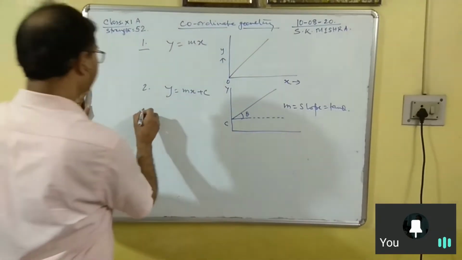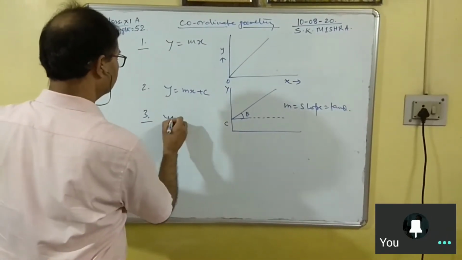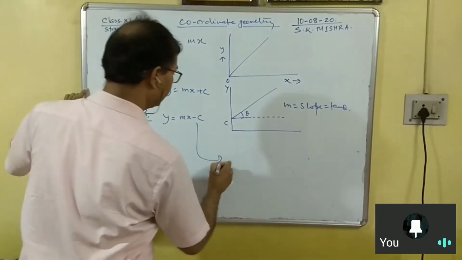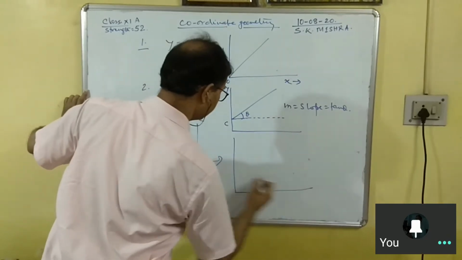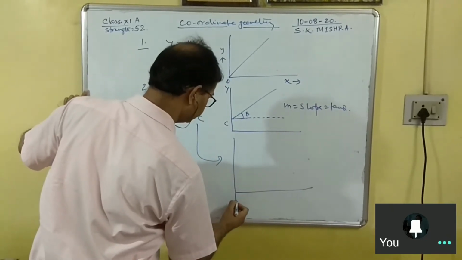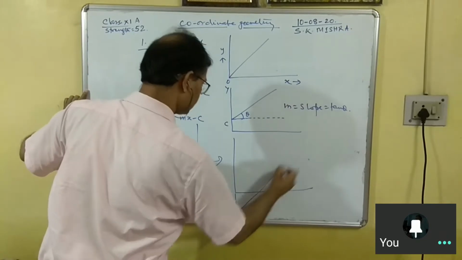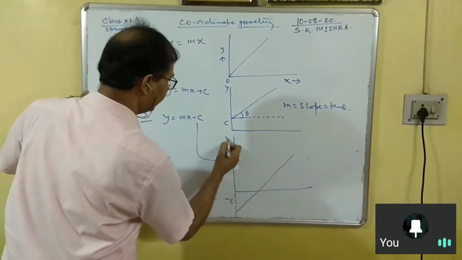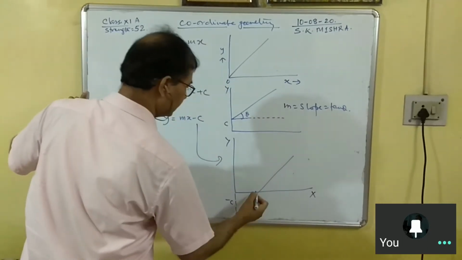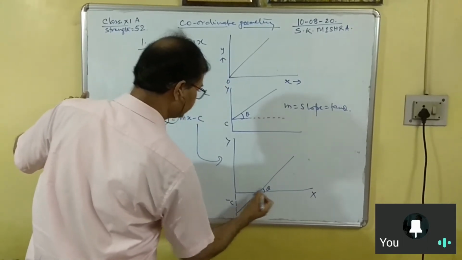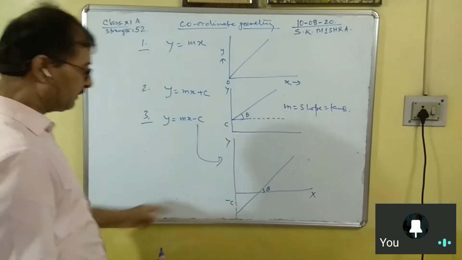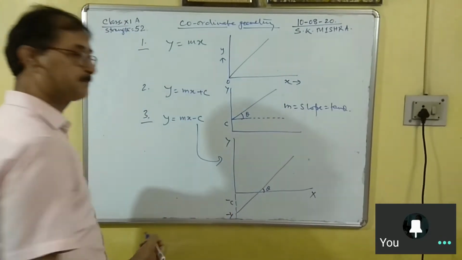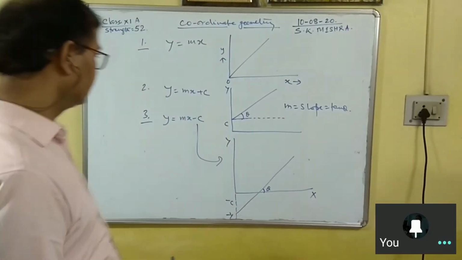Now the third part is y equals mx minus c. Then the graph will be like this. This part is now minus c. With the y-axis and x-axis, tan theta is positive, the slope is positive, but the intercept made on the negative y-axis is minus c. This part is minus c, the third one.